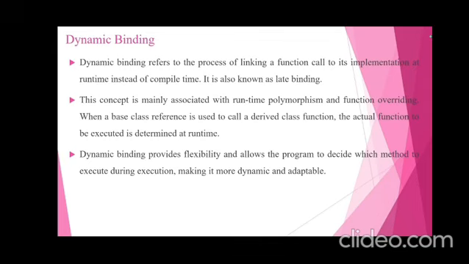The third point is, dynamic binding provides flexibility and allows the program to decide which method to execute during its execution, making it more dynamic and adaptable. So, it means the program is not fixed to one method at compile time. Instead, it can choose the appropriate method while the program is running. The program can easily adjust to different situations and behaviors, making it more flexible and capable of handling changes. So, dynamic binding makes the program more flexible by deciding the method at runtime based on the situation.